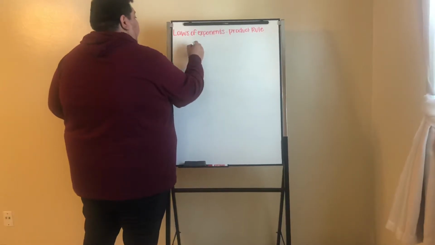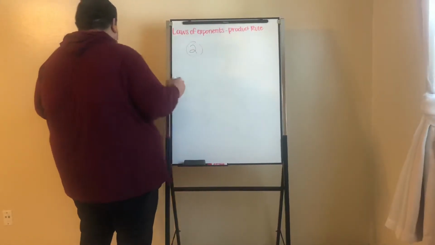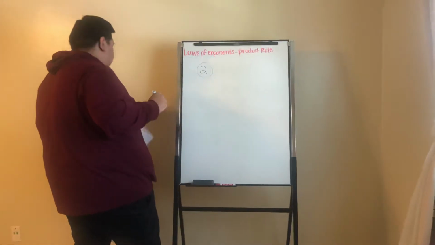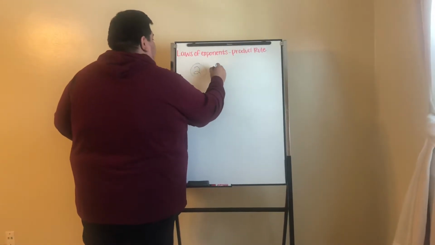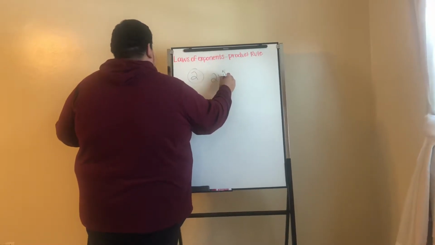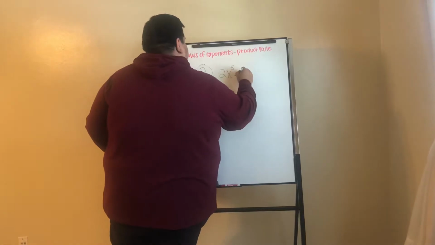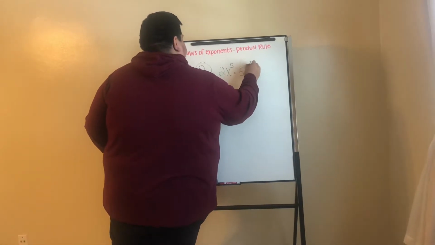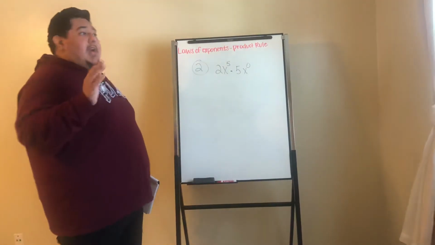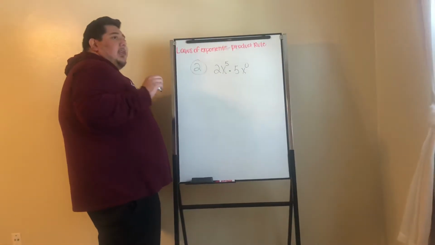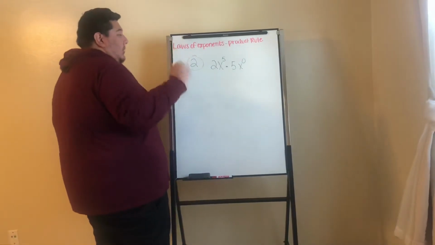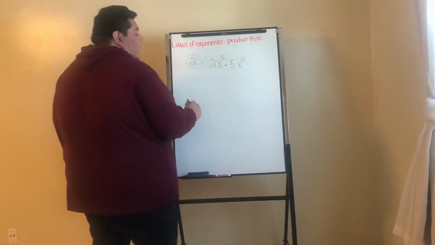Example problem number 2. Let's throw in an exponent that has the power of 0. Let's say we have 2x to the power of 5 times 5x to the power of 0. So once again, let's begin by implementing what we know. We know that x to the power of 0 is 1. So let's put our coefficients together.